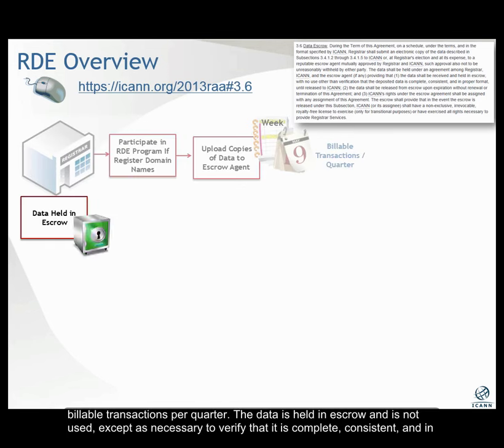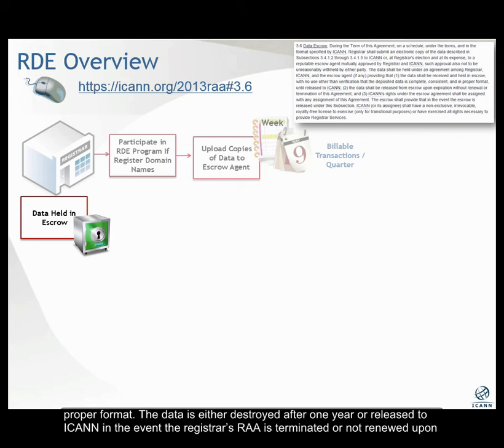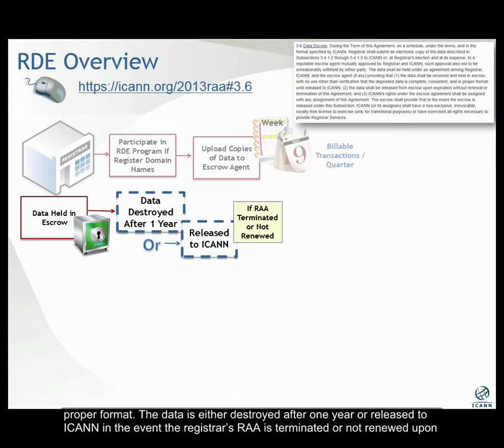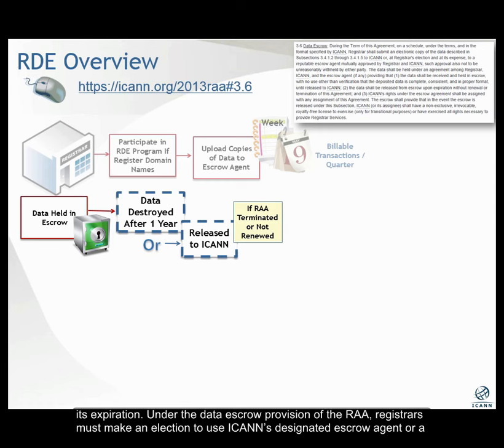The data is held in escrow and is not used except as necessary to verify that it is complete, consistent, and in proper format. The data is either destroyed after 1 year or released to ICANN in the event the registrar's RAA is terminated or not renewed upon its expiration.